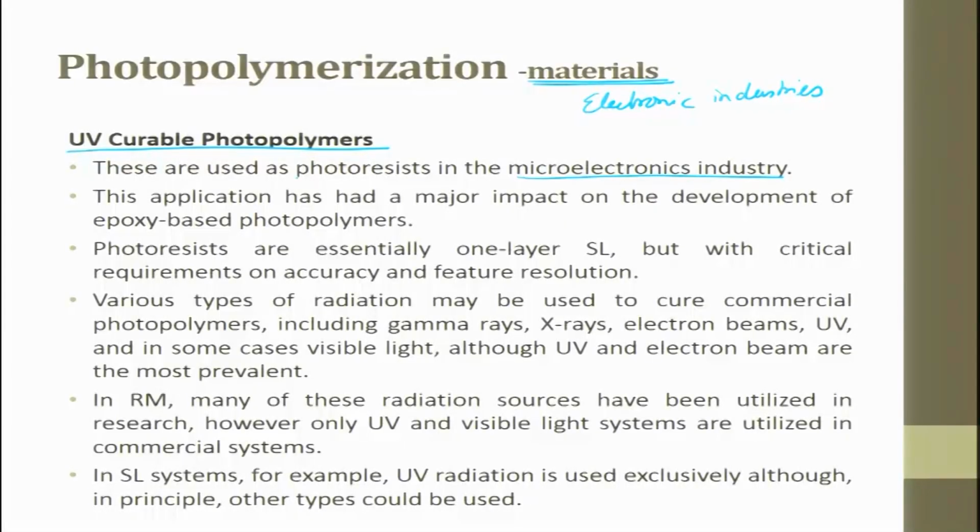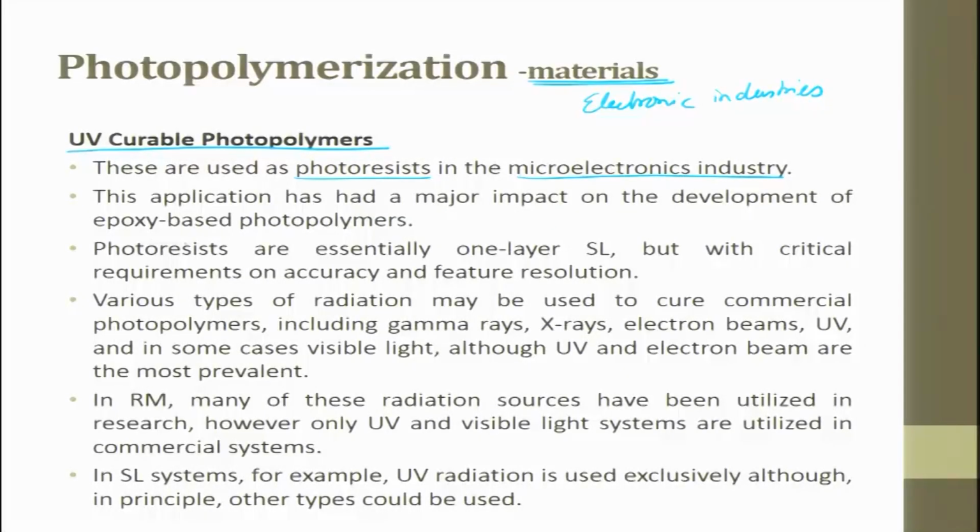Rapid prototyping people were looking for a material which could be used for 3D making. When they looked at the electronic industry, they saw photoresists exhaustively used. So, initially these resists were used for rapid prototyping. This application has a major impact on the development of epoxy based photopolymers. The photoresists are essentially one layer stereolithography, but with critical requirements on accuracy and feature resolution. Feature resolution is how small a feature you can make.